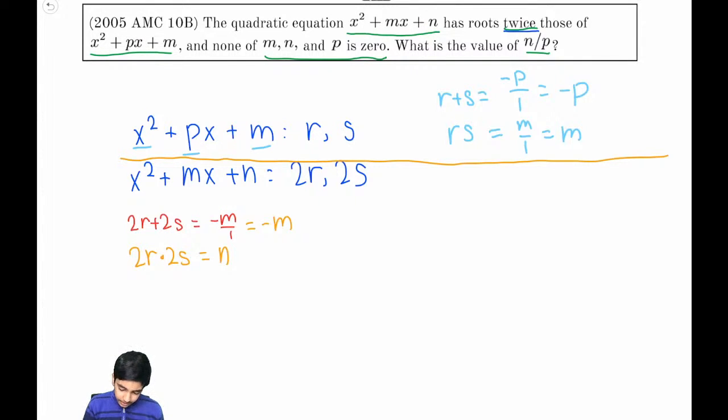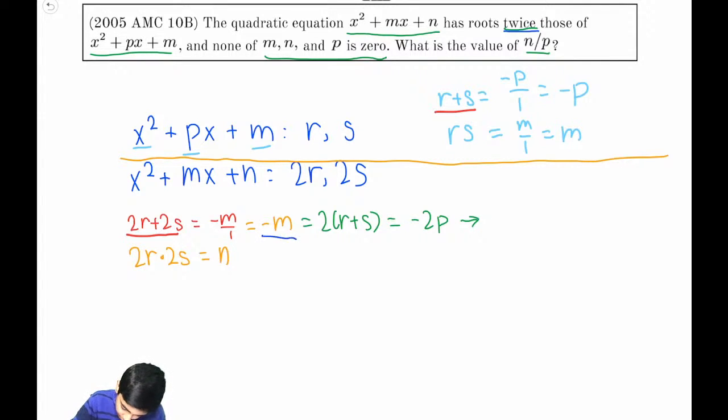So now what do we notice here? We want to solve these kinds of equations. So we have 2r plus 2s, and we have r plus s. We know that 2r plus 2s is equal to 2 times (r plus s). And what is 2 times (r plus s)? Well, we know r plus s is negative p, so this is going to be equal to negative 2p. So now we know that negative m is negative 2p, and that means that m is equal to 2p. Hopefully that's clear, because we just take the negative of both of these expressions. We know that these two are equal, and we can find it using Vieta's. We also know that 2(r plus s) is negative 2p, so we know m is 2p.